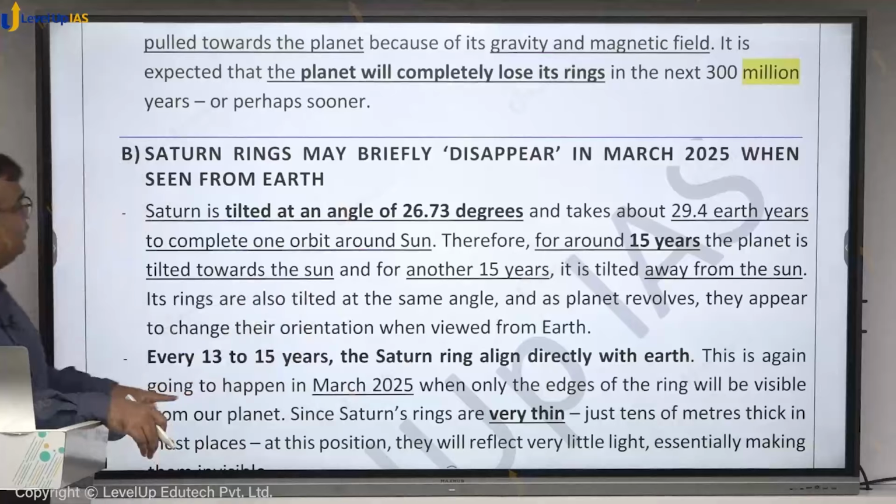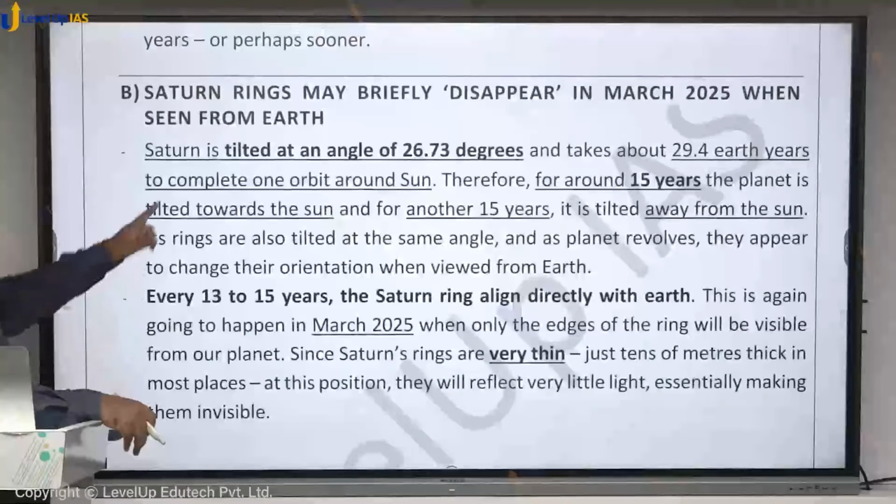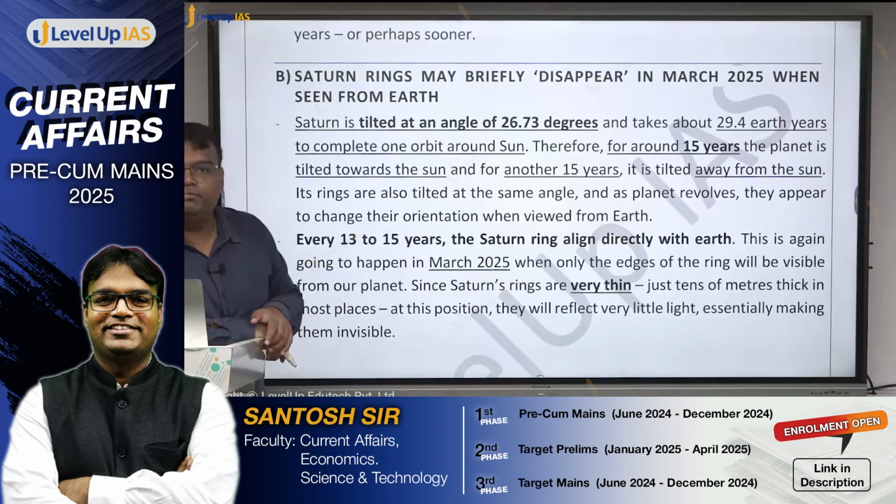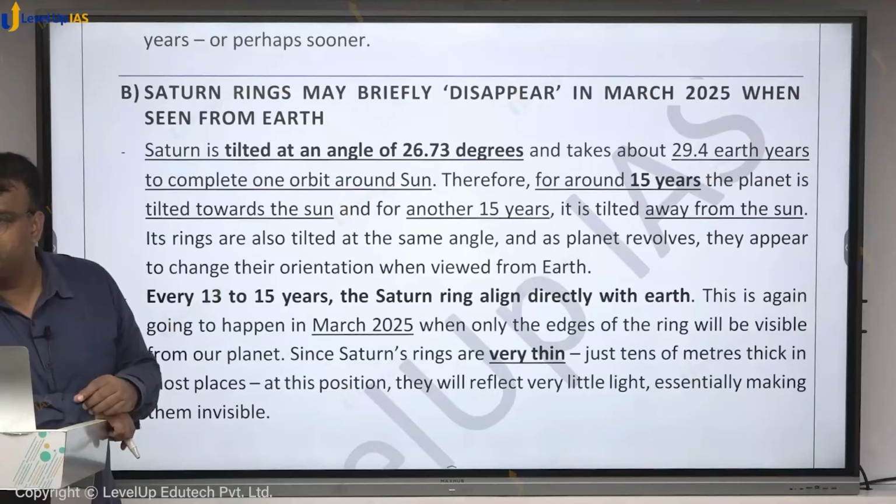So this was the news. Saturn's ring may briefly disappear in March 2025 when seen from Earth. In March 2025, I'll be continuing to teach you for the preliminary examination. At that time, we'll also get some real pictures showing that, look, Saturn's ring is not visible. There you'll understand this more clearly.